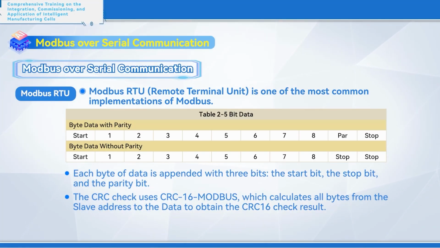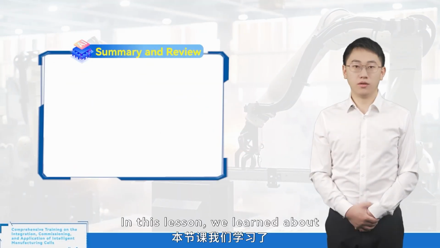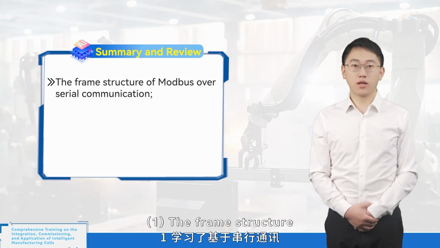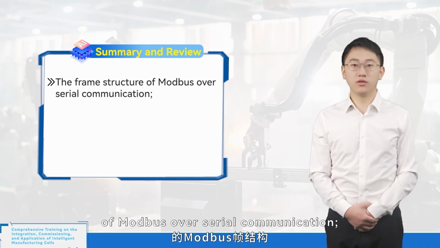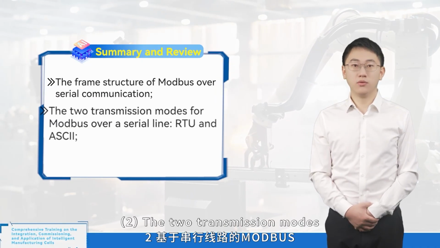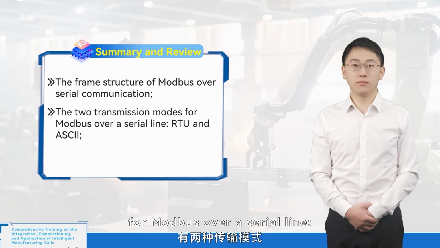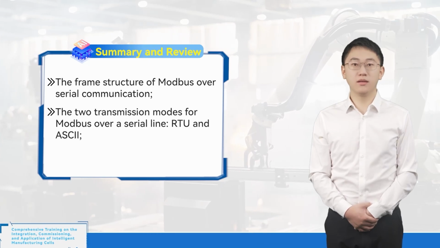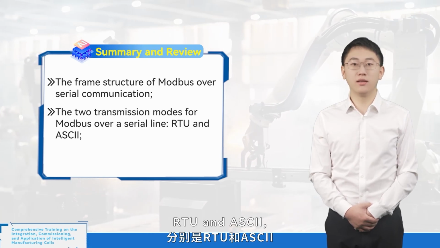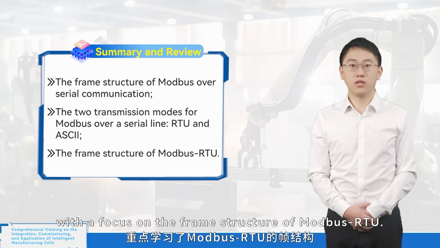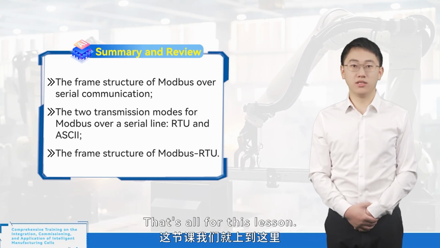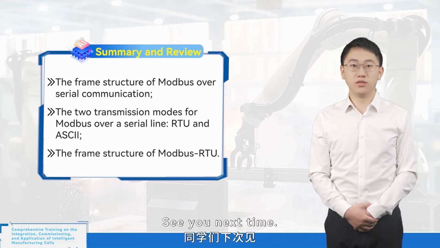In this lesson, we learned about 1. The frame structure of Modbus over serial communication. 2. The two transmission modes for Modbus over a serial line, RTU and ASCII, with a focus on the frame structure of Modbus RTU. That's all for this lesson. See you next time.